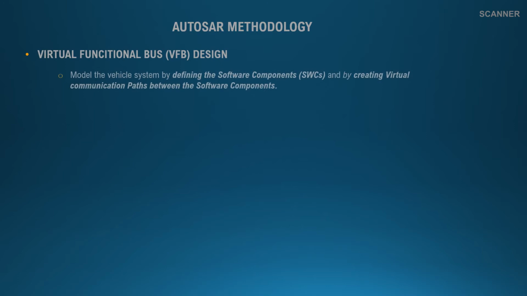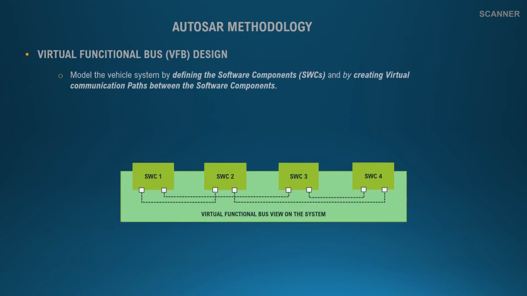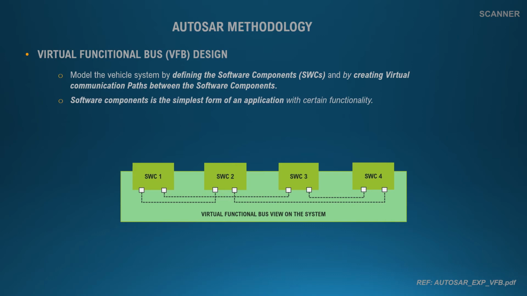Next step is the design of the virtual functional bus or VFB. In case the abstract system design is not done, the development of the vehicle system directly starts by defining the virtual functional bus or VFB. This concept allows the system engineer and software component engineer to model the entire vehicle system by defining different software components and the virtual communication paths between these software components. We can consider software components as the simplest form of an application with certain functionality.